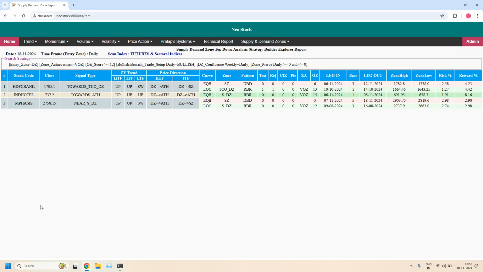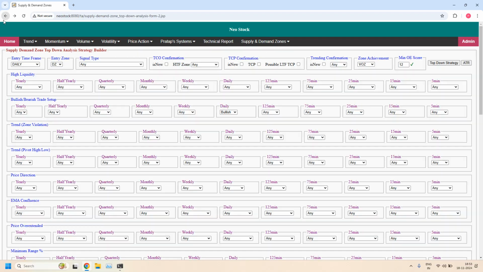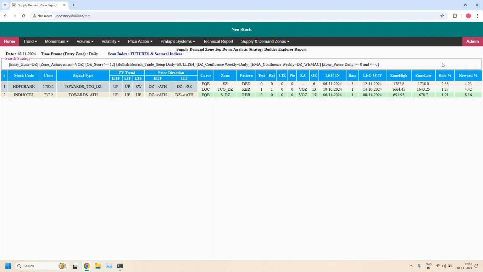These 3 are daily demand zones. In these 3 daily demand zones, because the weekly trend is up, if any of these stocks are having weekly EMA confluence, they are even more high probability setup supported stocks. Let's verify. The EMA confluence, weekly time frame, weekly demand zone with weekly EMA confluence. Out of 3, 2 stocks are filtered. These 2 are high probability supported demand zones.